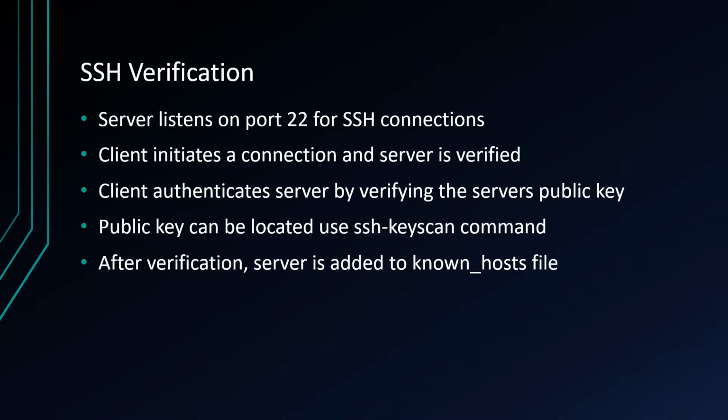So if it's the first time, the client is going to be asked to authenticate the server by verifying the public key of the server. To find the public key of the server, this can be found using the ssh-keyscan command. And once it's verified, the server is going to be added into the client's known hosts file in its SSH directory. And this known hosts file is what contains all the information about verified servers that the client has access to.